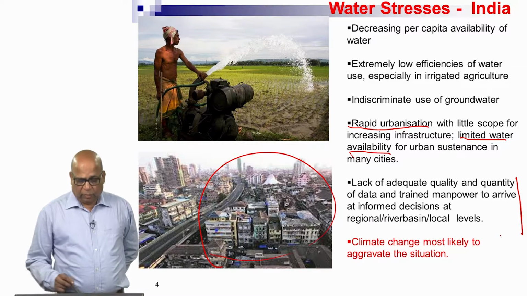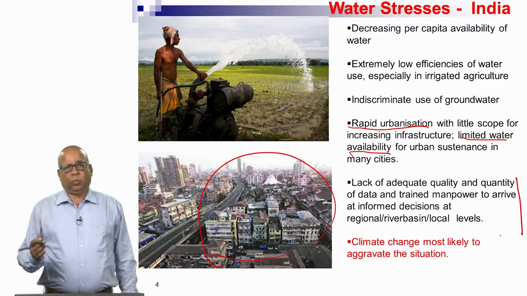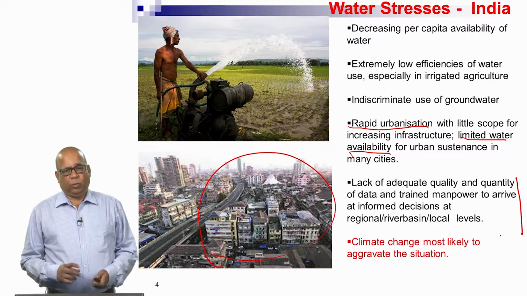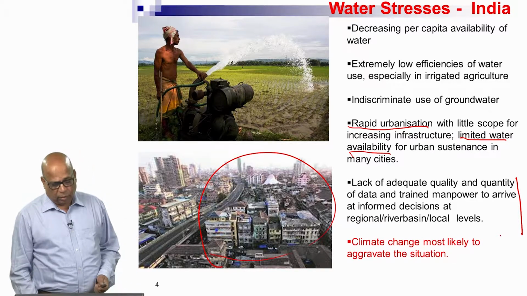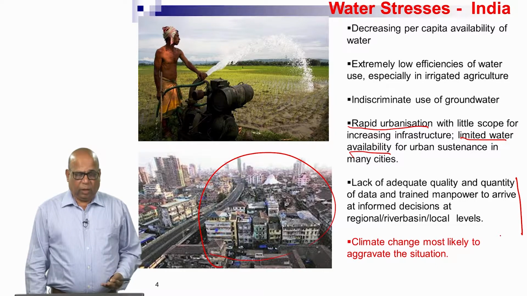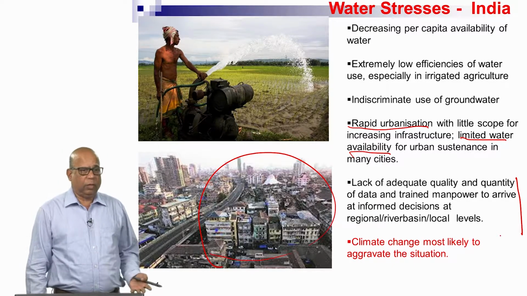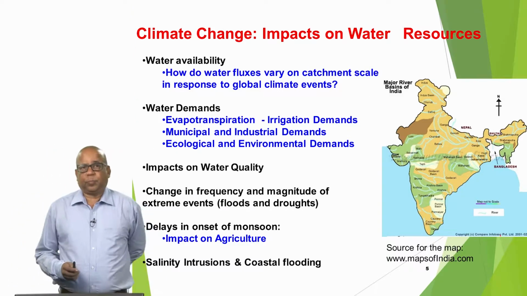These are existing stresses. There are also frequent floods, frequent droughts. Kerala floods have just happened, the Marathwada droughts, then Kedarnath floods, etc. So, these extremes are increasing in the country. These are existing stresses, and the climate change is most likely to aggravate the situation. In fact, some of these may have occurred because of the general warming that we are seeing.